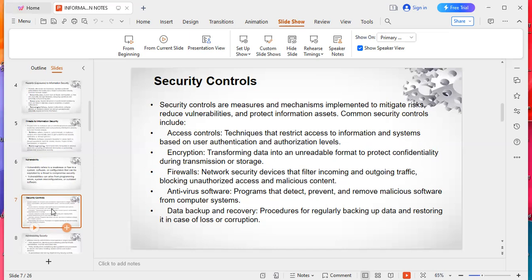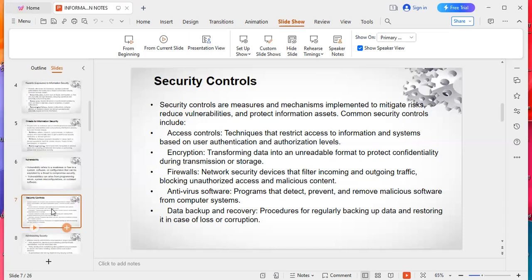Then we have firewalls. These are basically network security devices at the network level that filter the incoming and the outgoing traffic. They basically block unauthorized access or malicious content when it's configured to do so. You can allow only certain web traffic to come in and block other web traffic.